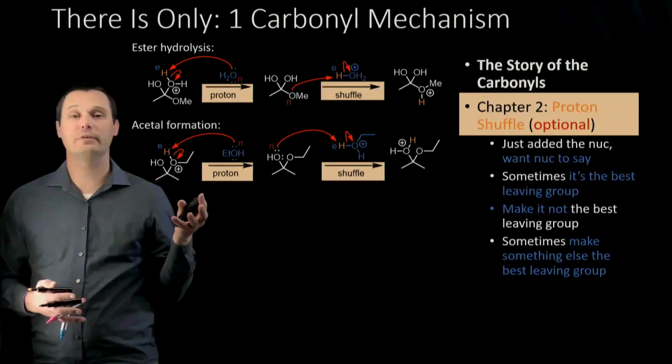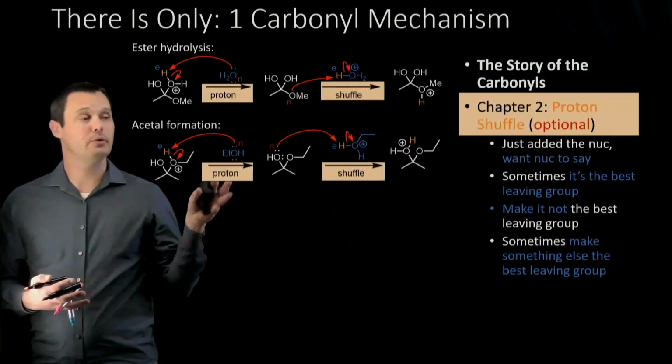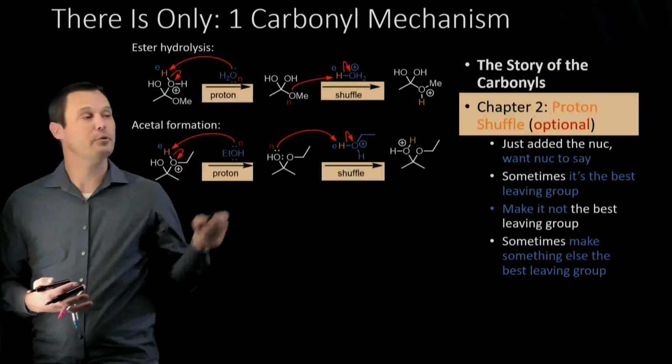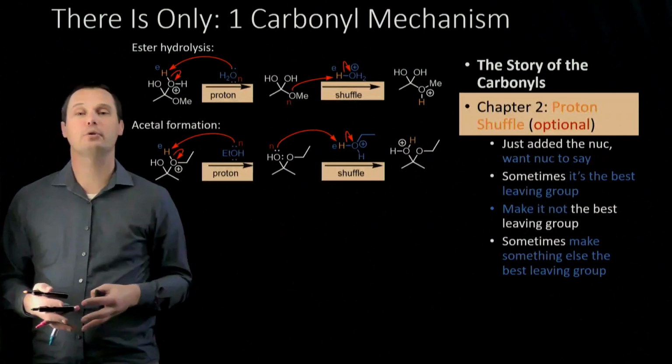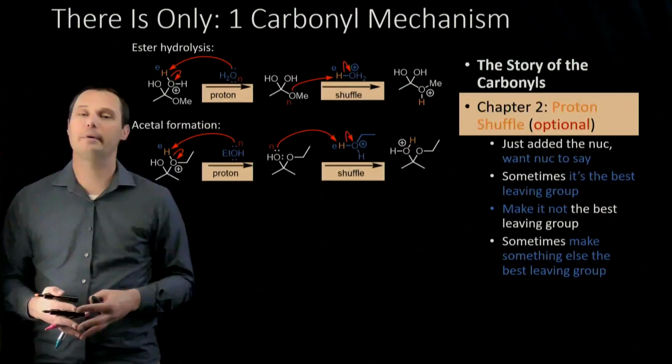After we've added the first equivalent of alcohol, we want it to stay, but right now that alcohol is the best leaving group. So I shuffle the proton. I take it off the alcohol that I want to stay, and I put it onto water that I want to leave. This is proton shuffle. Not every mechanism has a proton shuffle, but when we do, we're changing something else into the better leaving group.